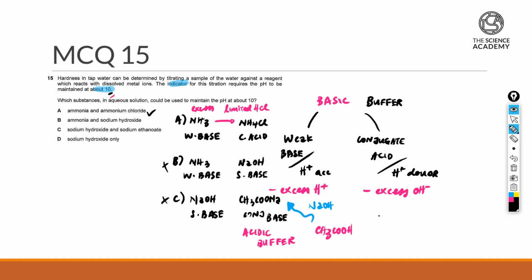Now for the case of D, we're looking at just sodium hydroxide only. This is not going to be useful at all because as a strong base, it does not have any buffering capability. So the correct answer here, just to reiterate, is going to be A.